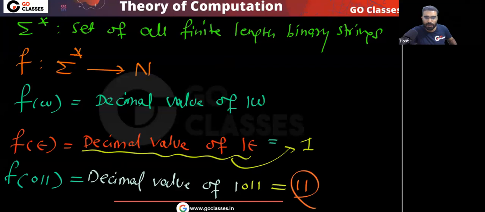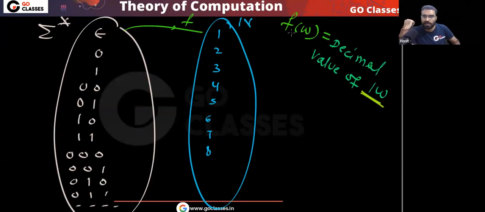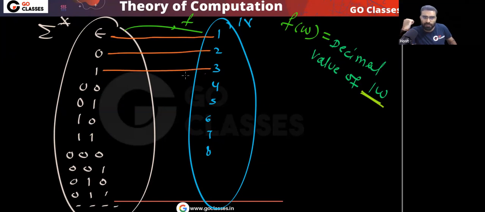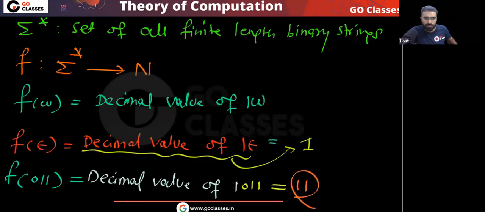So a very simple point. If you do this, the image of w is the decimal value of 1w. Now, if you do this, you will get this. The image of epsilon will be 1. Image of 0 will be 2. Image of 1 will be 3. Image of 00 will be 4. Because what will be the image of 00?